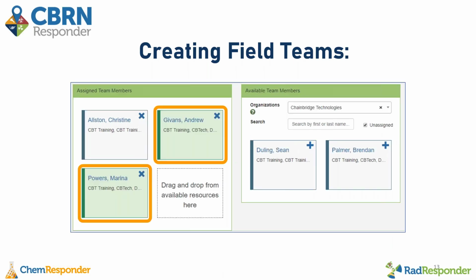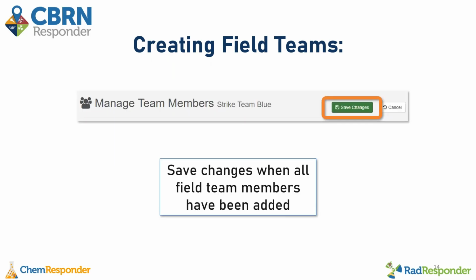The newly added field team members are highlighted in green, and you can remove any of the assigned field team members by just clicking the X in their box. So once all your members have been added, just click Save Changes on the Manage Team Members page, and now they're added to your team.